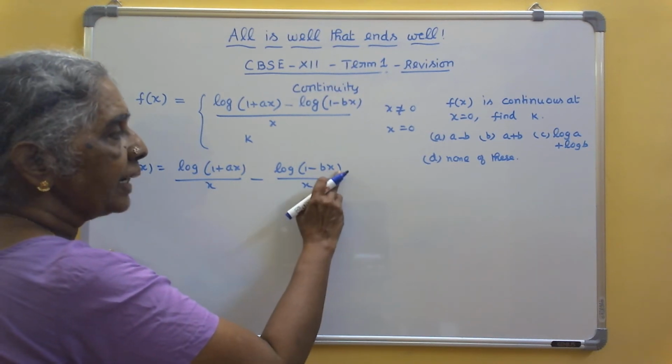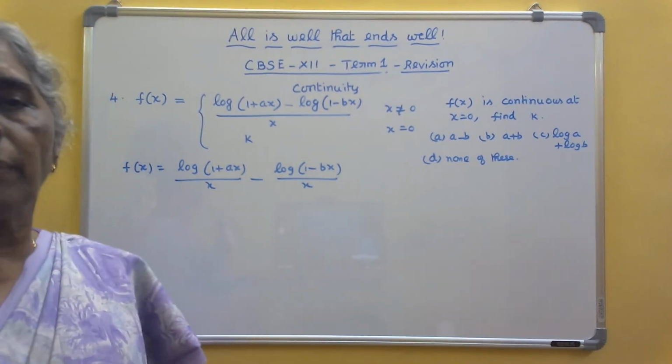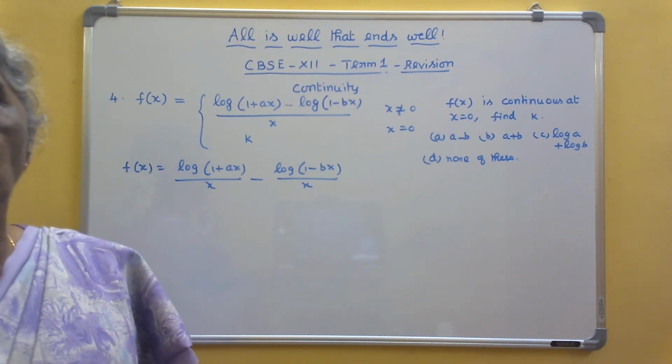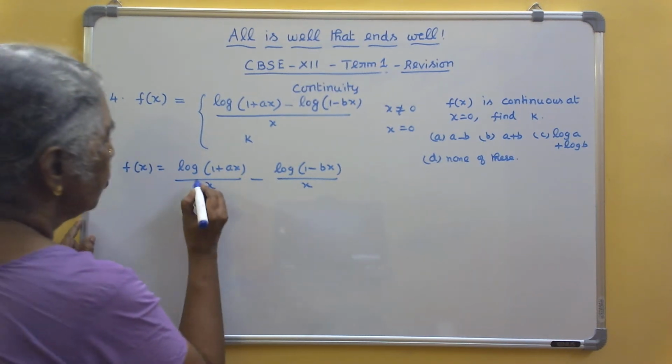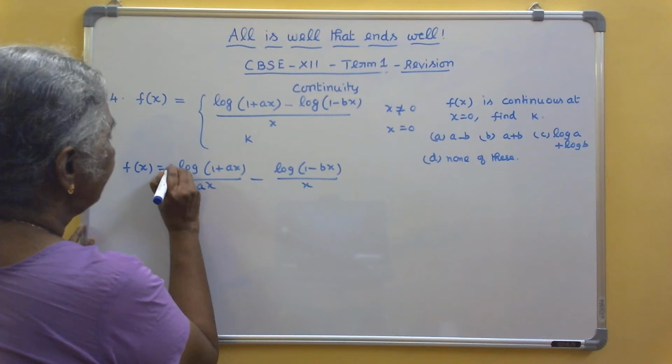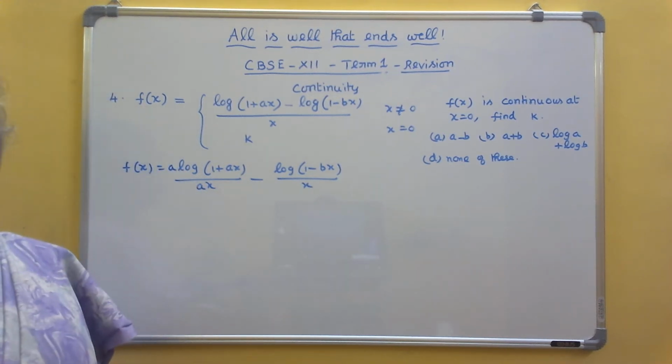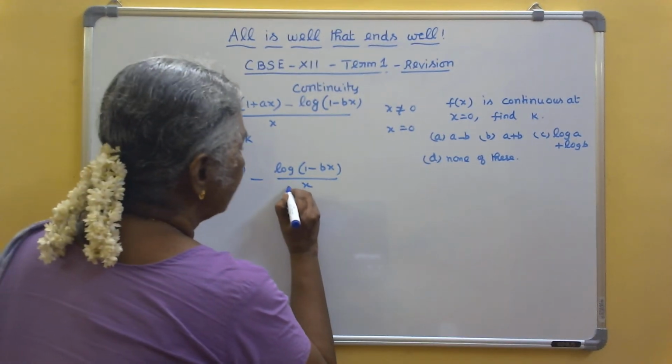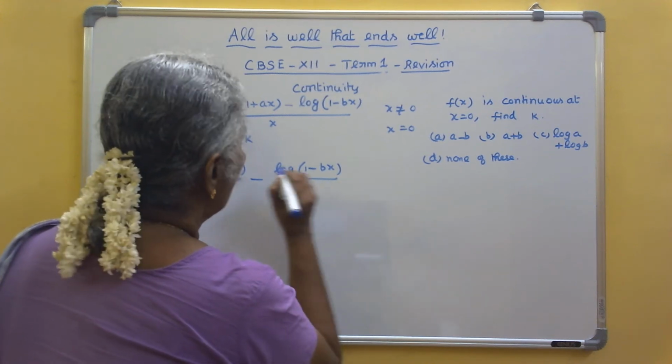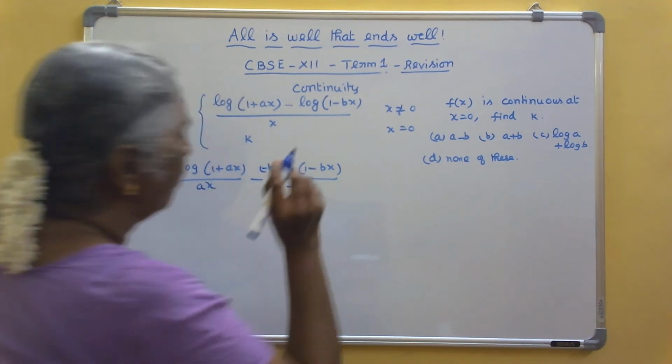Here I have minus bx. So here I should have a minus bx. Then only I can use that formula or theorem. So now I will multiply this. To compensate, I will multiply the numerator here by minus b. To compensate, here I will write one minus b.